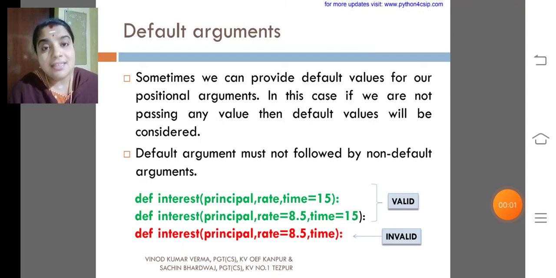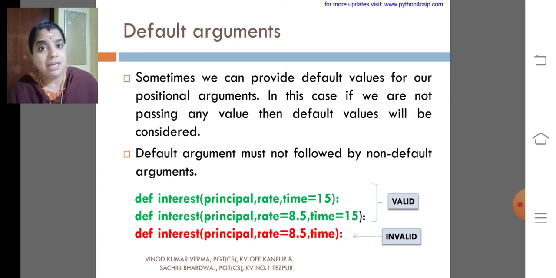My dear children, this is the second type of parameters in the function. That is nothing but the default arguments. Sometimes we can provide a default value for our positional arguments. If we are not passing any value, then the default value will be considered. If we are passing a value for a default argument, the interpreter will take the passed value only.